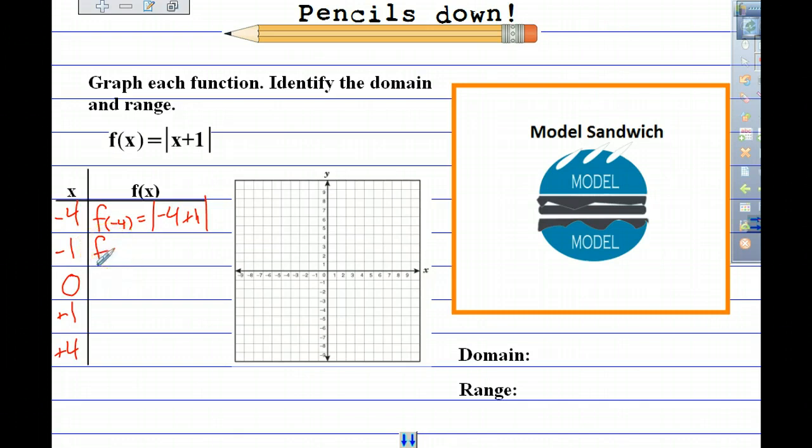And you'll just continue on. F of -1 equals absolute value of -1 plus 1. Now, as you're doing this, you can do two things in your notation. Notice how I'm trying to write the numbers on the inside of the absolute value a little bit smaller, because you don't want to confuse these right here for ones. You don't want this to look like 1 minus 1 plus 11.